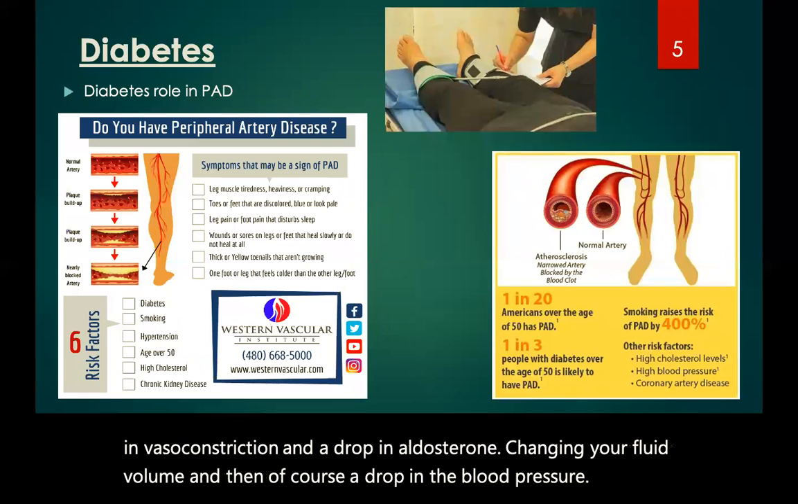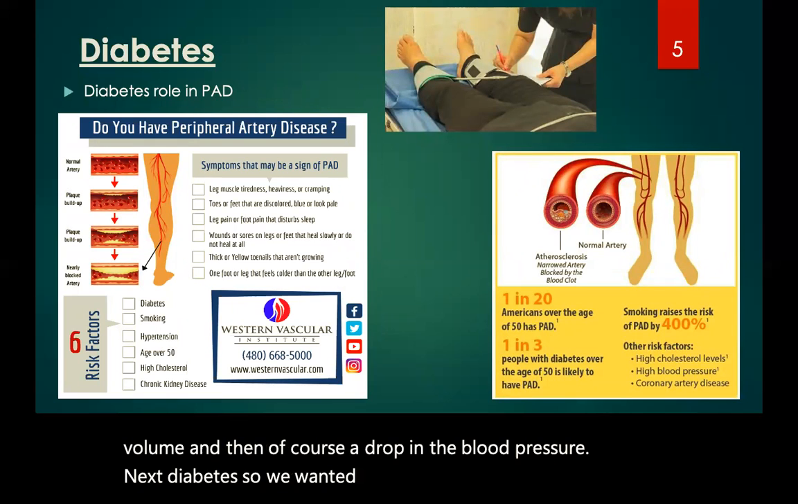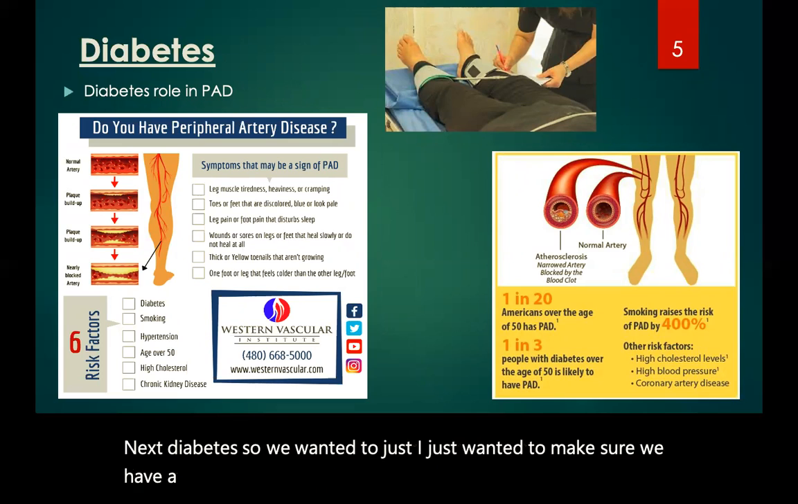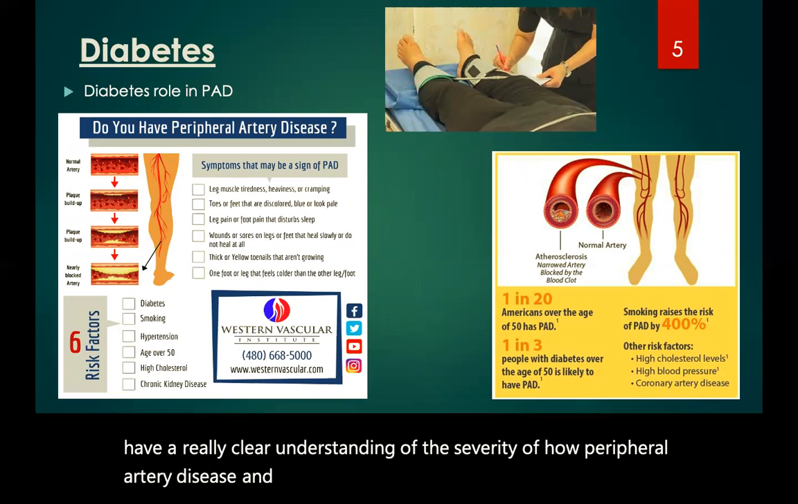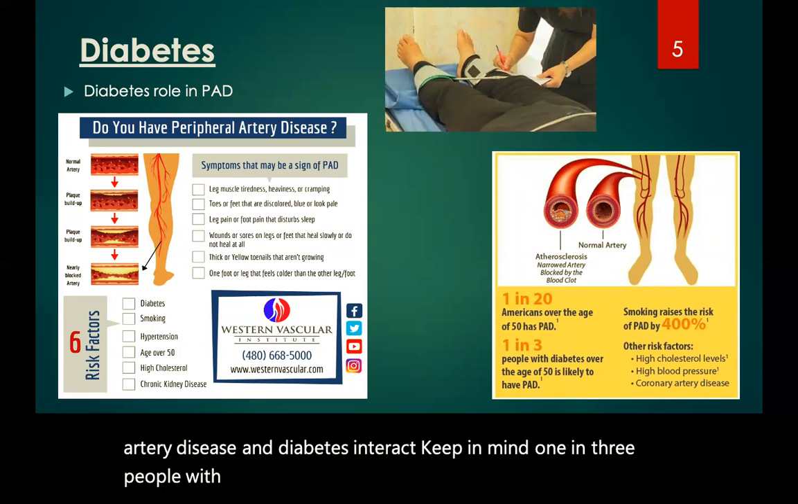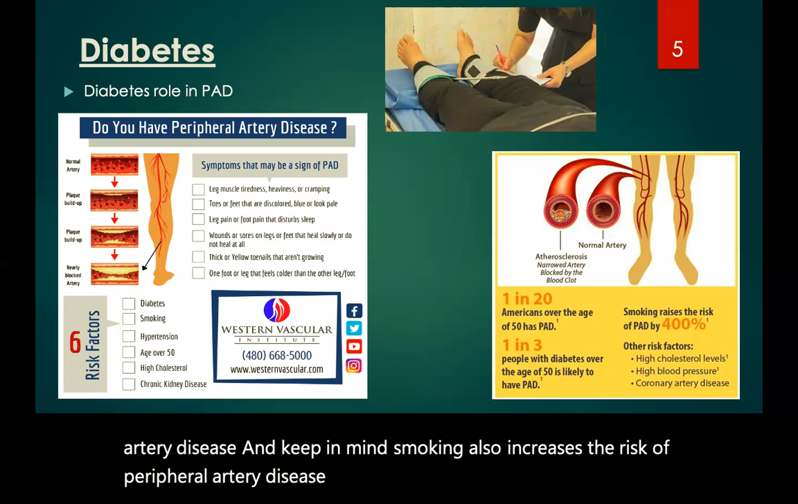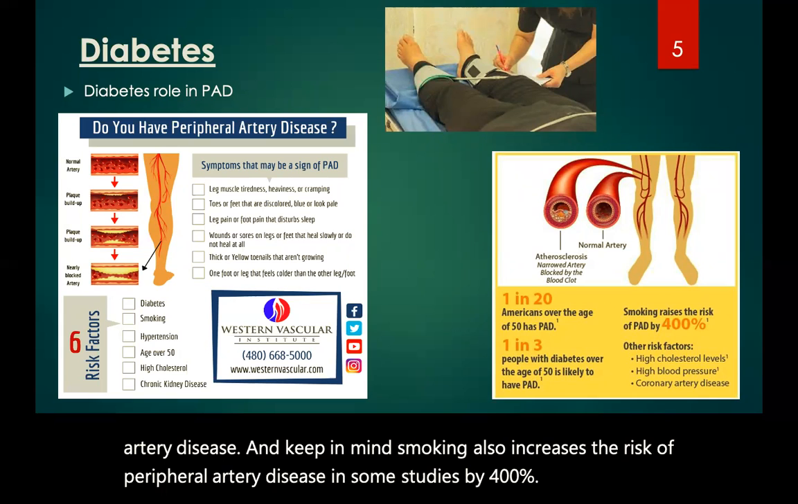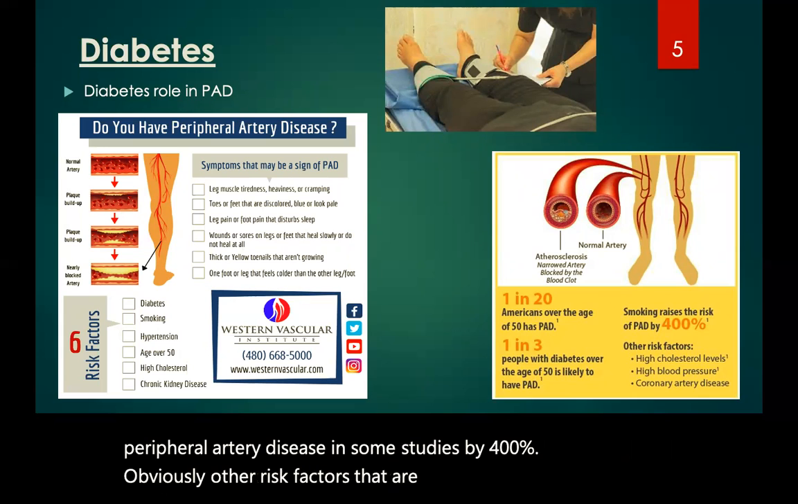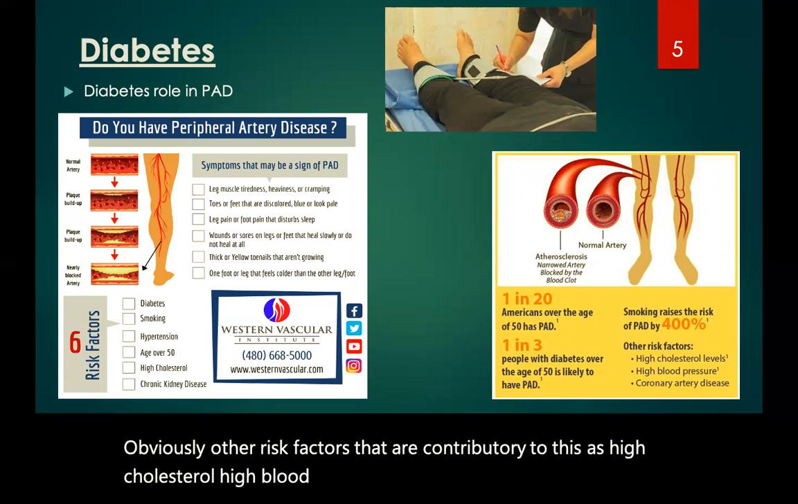Next, diabetes. I wanted to make sure we have a really clear understanding of the severity of how peripheral artery disease and diabetes interact. Keep in mind, 1 in 3 people with diabetes over the age of 50 is likely to have peripheral artery disease. And keep in mind, smoking also increases the risk of peripheral artery disease in some studies by 400%. Other contributory risk factors are high cholesterol, high blood pressure, and coronary artery disease.